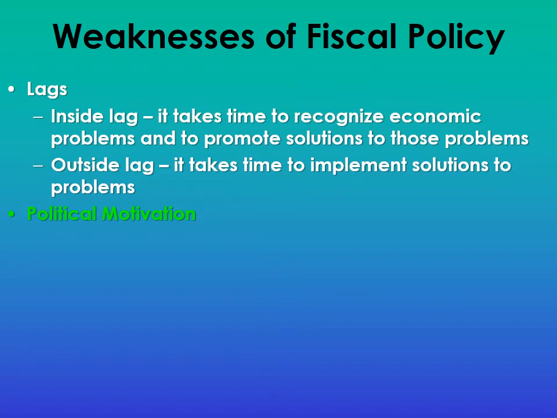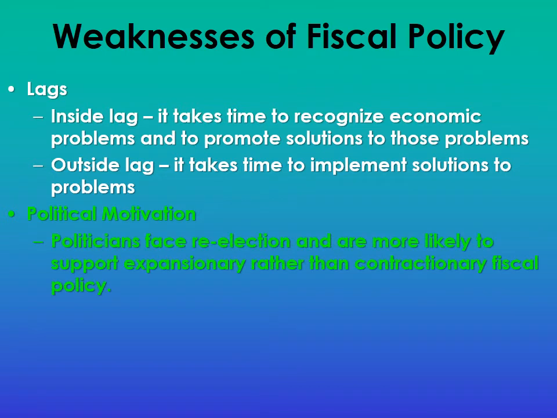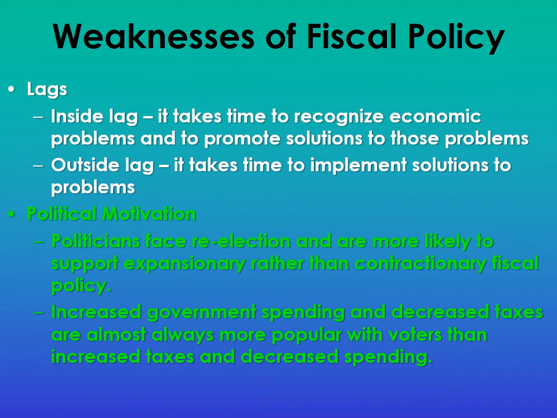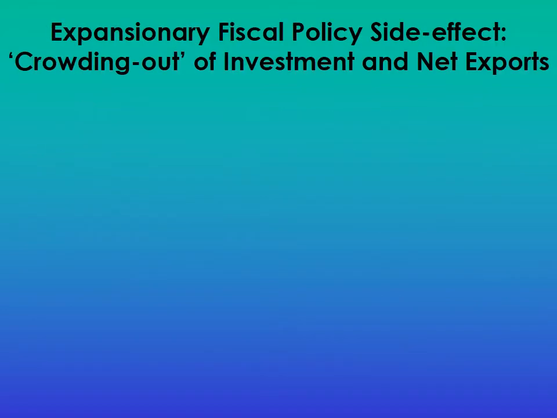Now, of course, in today's modern society, another problem is political motivation. Politicians are always thinking about getting reelected, and they're more likely to support an expansionary rather than a contractionary fiscal policy. So sometimes that means we're going to be doing the wrong thing at the wrong time. Like when the economy is expanding, if we cut taxes further, that's just going to accelerate our inflation rate. It's not actually going to slow down inflation. Increased government spending and decreased taxes are almost always more popular with voters. And that's why, unfortunately, even when we shouldn't be doing that, we do it anyways.